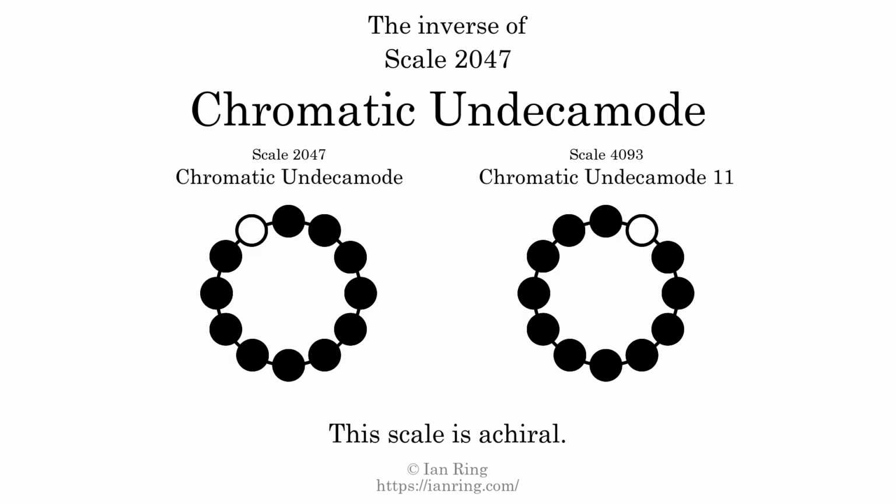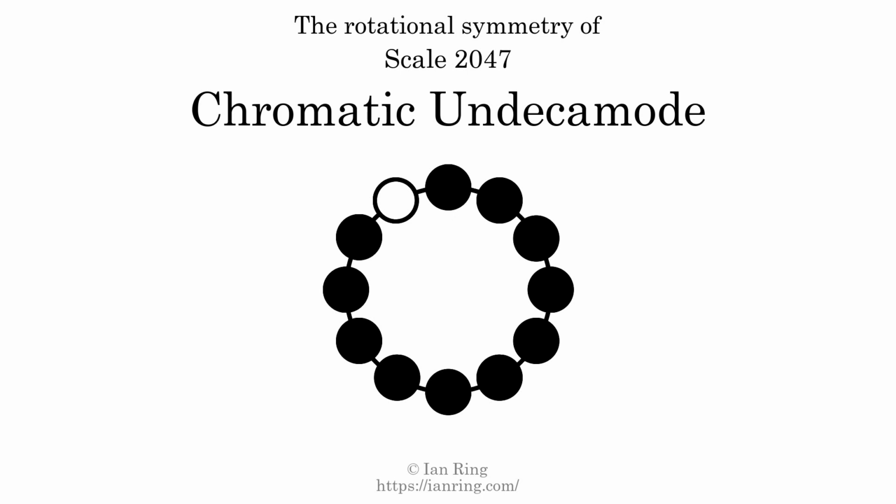The inverse of a scale is a mirror image. It is what you get when the sequence of intervals is reversed. The inverse of this scale is scale 4093, also known as Chromatic Undecamode 11. This scale is achiral, since it can transform into its own reflection by a rotational transformation. This scale has no rotational symmetry.